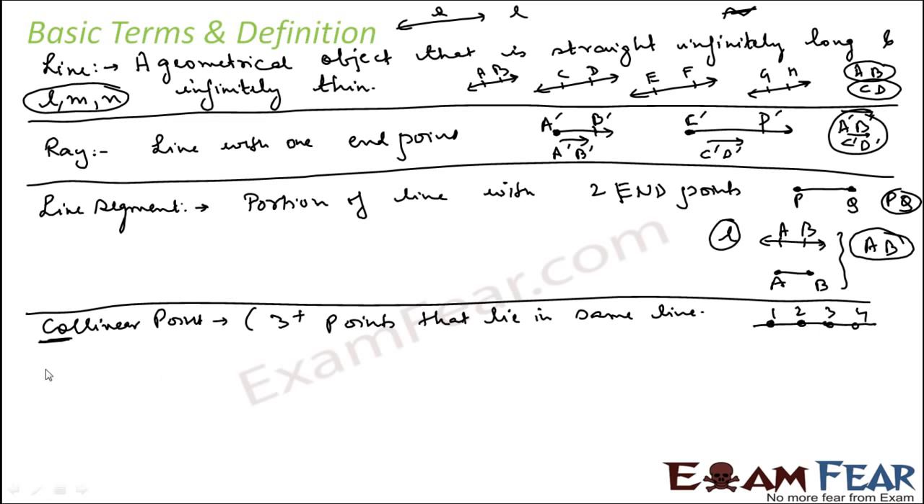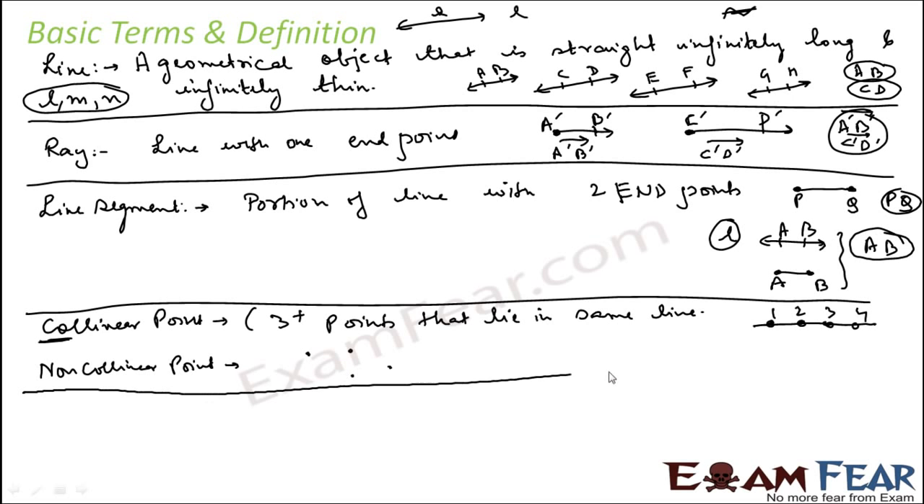Similarly to collinear, we have non-collinear points. So points which are not collinear are non-collinear. For example, these 4 points, let's say. Are they lying in the same line? No. Right? They are not lying in the same line. You can't draw a straight line which is touching all these points. So these are non-collinear points.